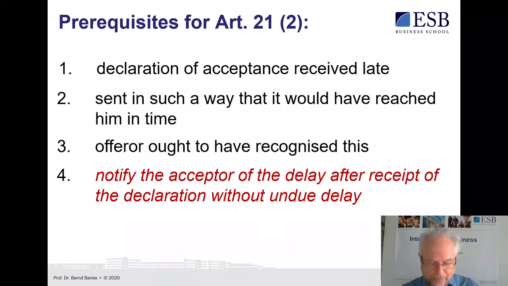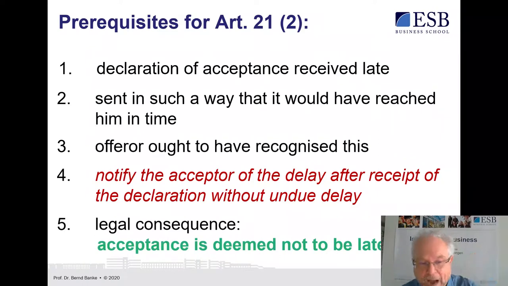And now the last one, and this is why it's in red, it's a more complicated one. If the offeror does not give a notice to the buyer, the acceptor of the offer, and he didn't do so, he simply sent it away, saying oh, I don't have the stuff anymore. So yes, there was no notification. Now our acceptance is deemed not to be late, okay? That is the result from that.